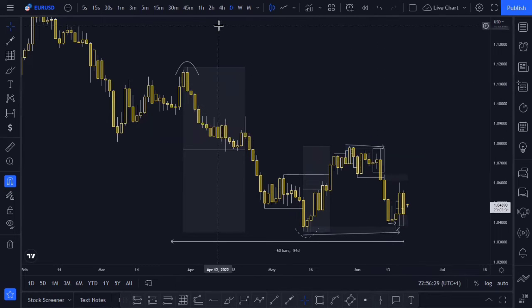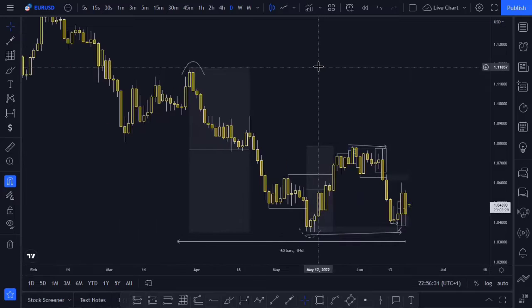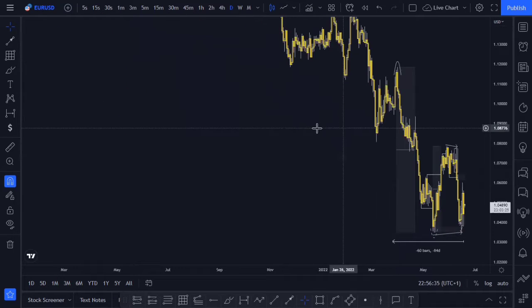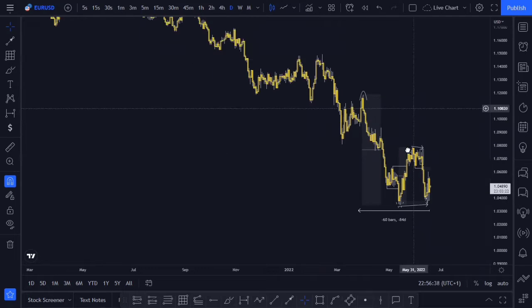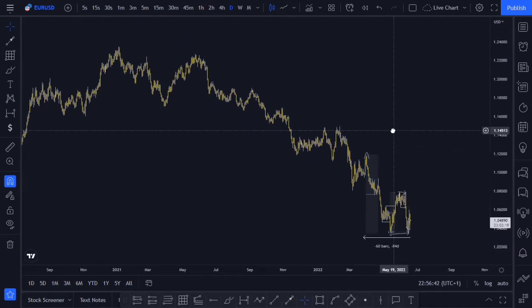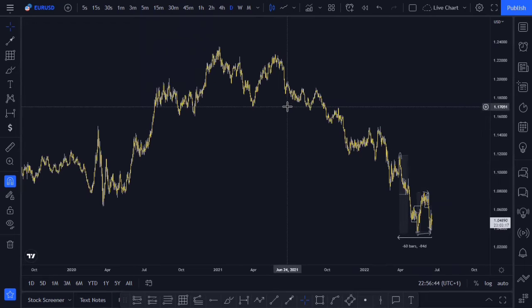So starting off with Euro USD, we are on the daily time frame. First, we want to look at structure. For me, I think structure is one of the most important things when analyzing the charts. That's the key thing to look at. So looking from the left side of the chart here, this was our previous lower high somewhere here.